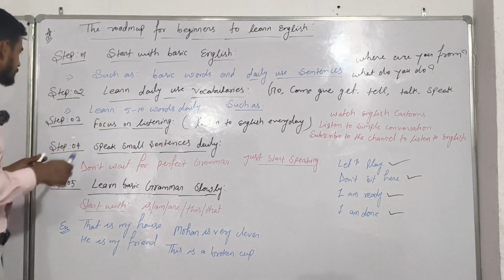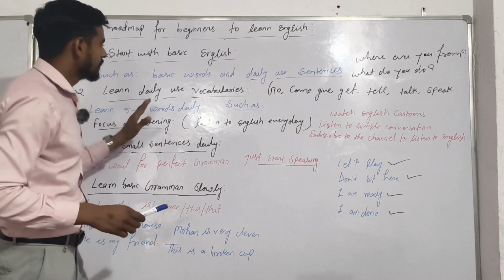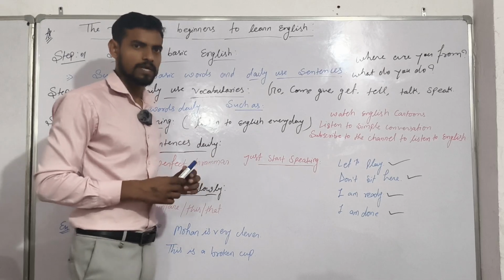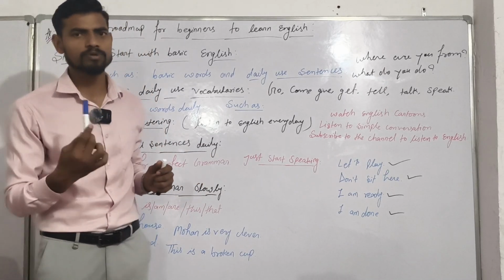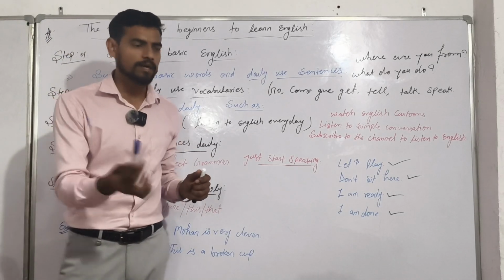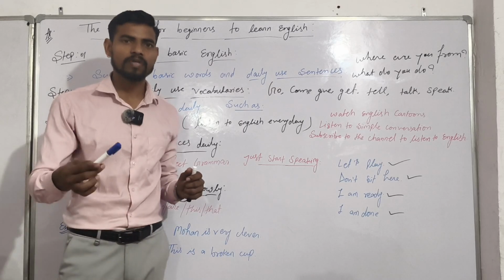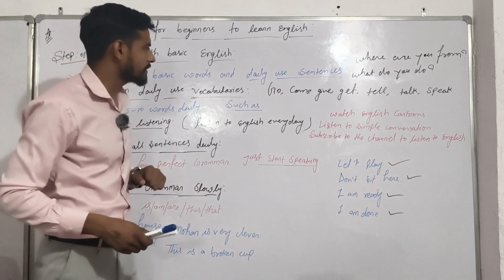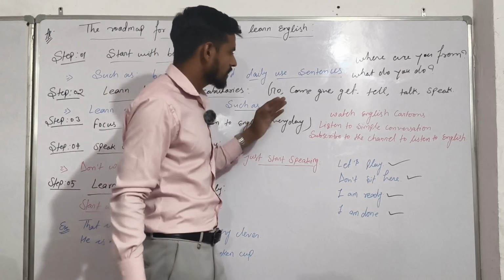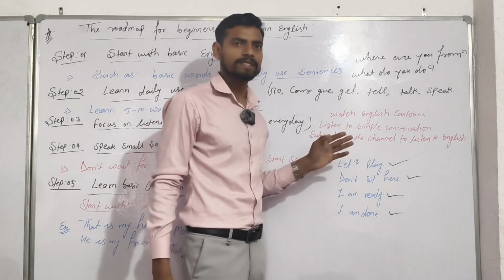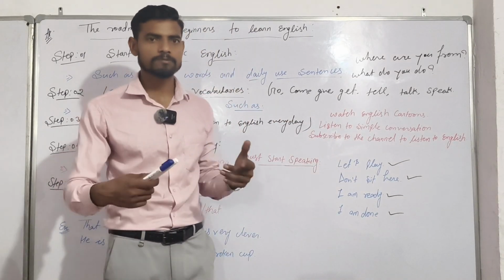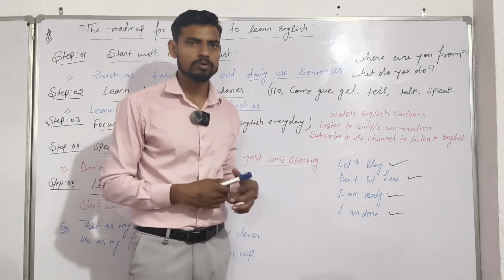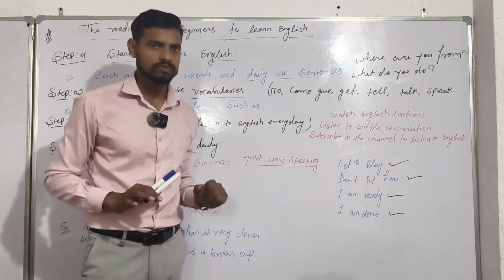And the second step is learn daily use vocabularies. You will have to start from daily words and sentences that are used in our daily life. Daily use vocabularies such as go, come, give, get, tell, talk, speak, watch, look. These are the daily use words.